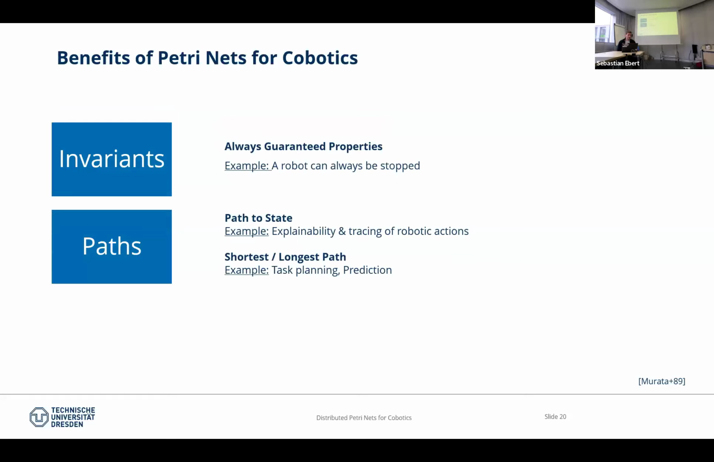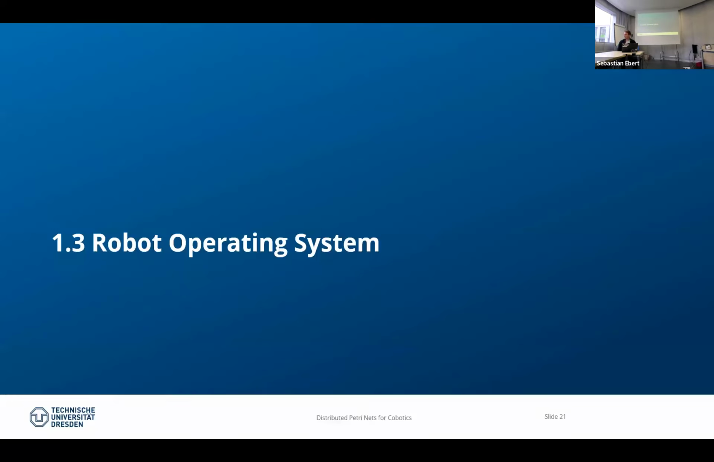Invariants basically take a similar problem. For example, you often want to make sure the robot can be stopped. And paths are a good thing for debugging, as mentioned earlier, because we can check how we reach certain states. Based on that, we gain information about what our application was actually doing or will maybe do in the future. Okay, so far the patterns, why we can use them, and what's good about them, even though they are old. So let's get a bit more into the present and the close past.